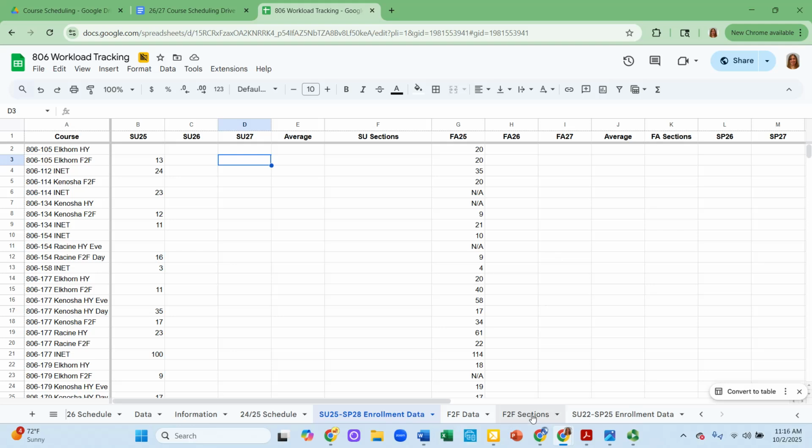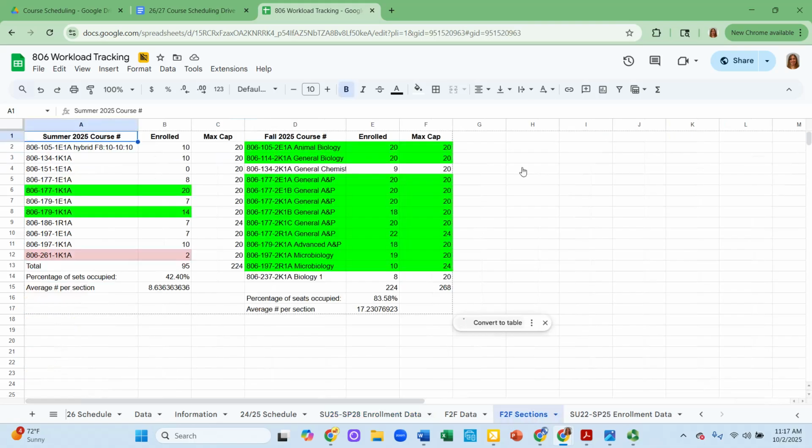Some other data that I collected is looking at the face-to-face sections, since we are starting to increase the number of face-to-face offerings. When I increased the number of face-to-face offerings in the summer, we ended up only getting a percentage of seats occupied at 42%. So out of all the sections that we had, about 42% of the seats were occupied, which is pretty low. Science usually is right around 80% of our seats filled, if not higher.